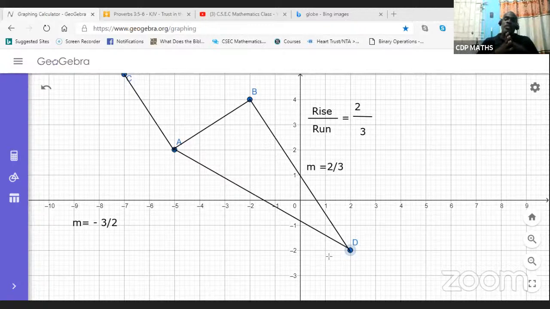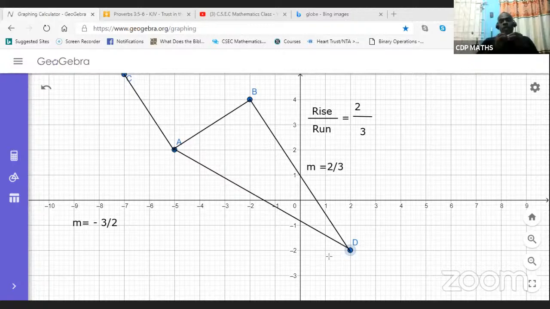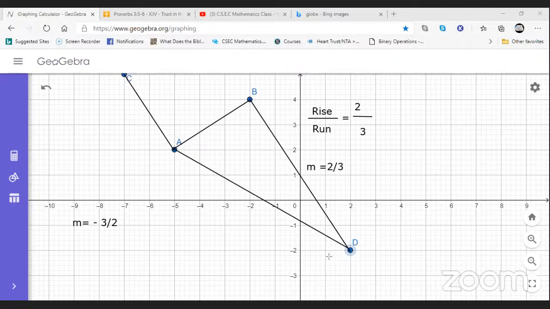So which is rise and which is run? So run would be the 4. Oh, okay. Okay, good. And then rise will be what? And rise would be the 6.